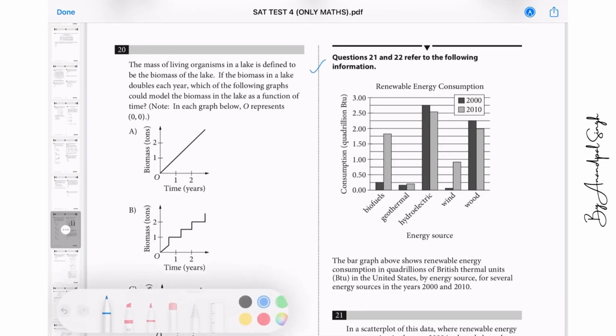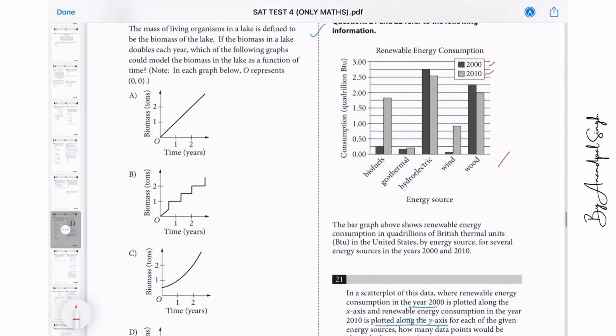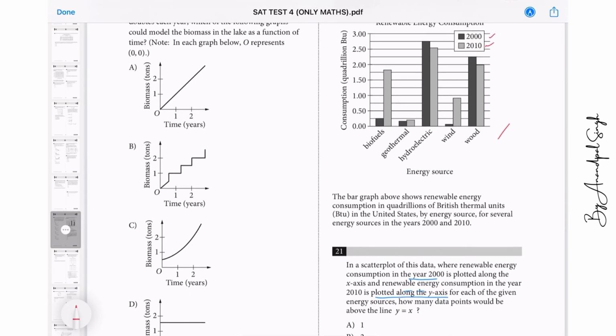See here in questions number 21 and 22, we have this graph which tells us about the renewable energy consumption in the year 2000, which is the dark region, and 2010, the lighter region. Now the question says, in a scatter plot of this data, where the renewable energy consumption in the year 2000 is plotted against the x-axis, here we plot around 2000, and here we plot 2010. So how many data points would be above the line y equals x?